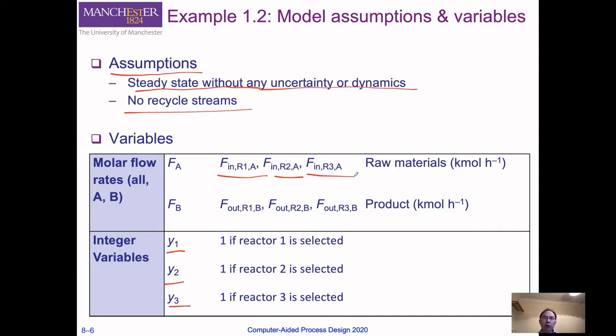And also we want to determine the productivity of B, so we define FB to denote the production rate of B. In addition, we also define FA to denote the total flow rate of A, and also define FOUTR1B, FOUTR2B, FOUTR3B to denote the outlet flow rate of B from each reactor. If you don't define FA, FOUTR1B, FOUTR2B, and FOUTR3B, it is also fine.